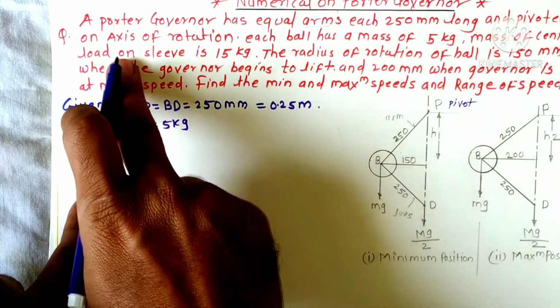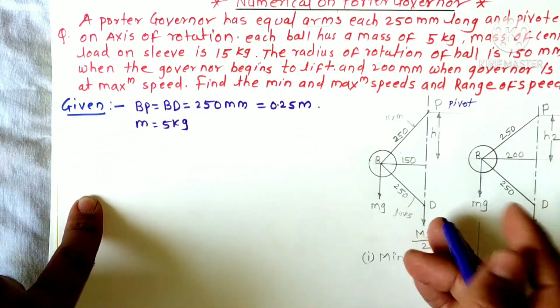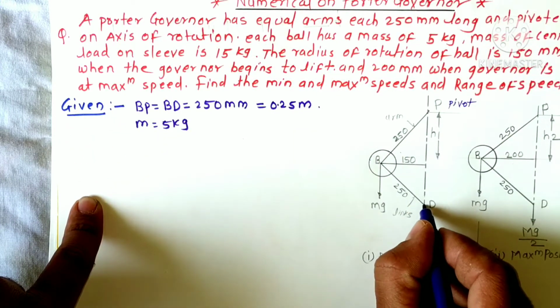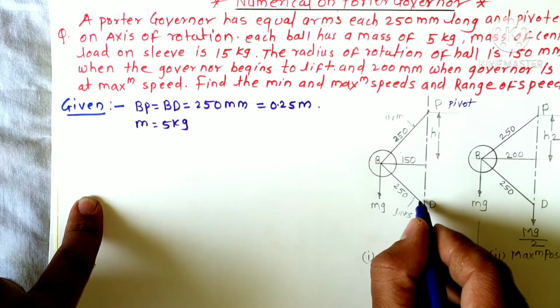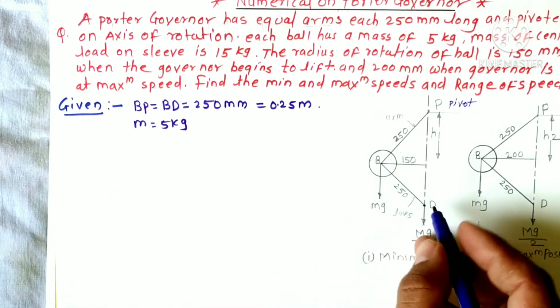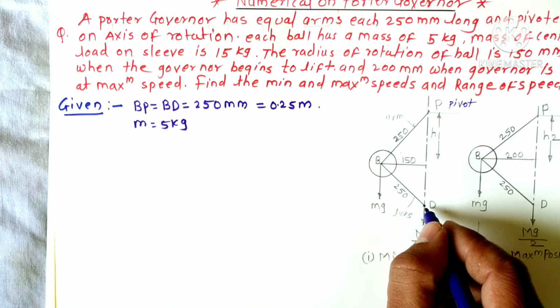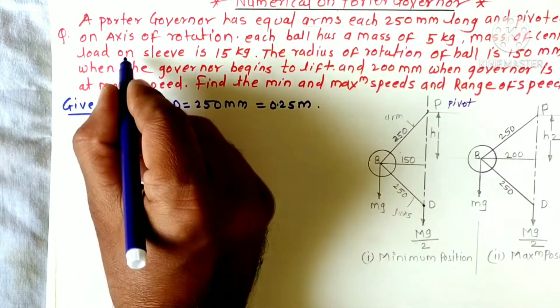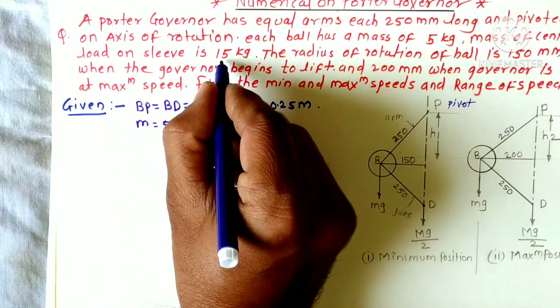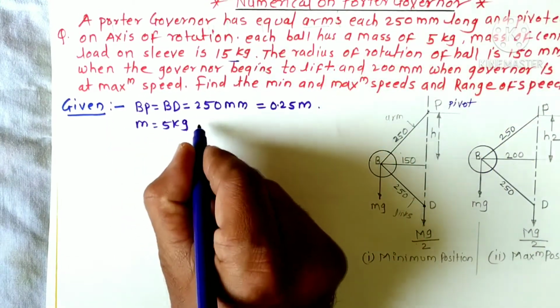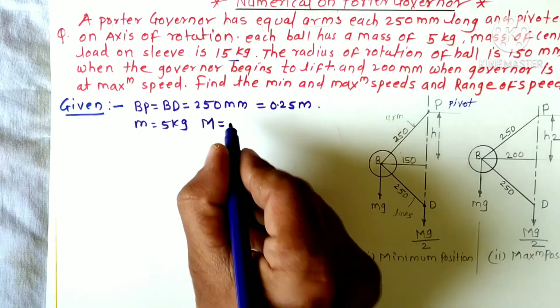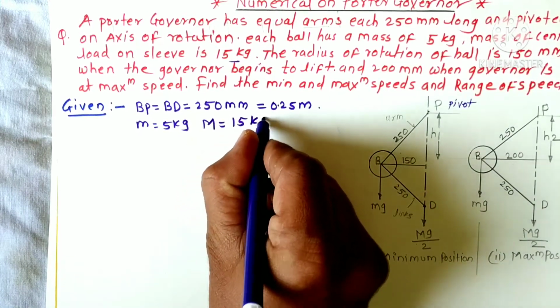Mass of the central load on the sleeve. See, here it is the sleeve and here the central load is connected, as we have already seen in previous lectures. In case of Porter governor, at point D there is a central load connected. So the central load on the sleeve has a mass of 15 kg, denoted by capital M, 15 kg.